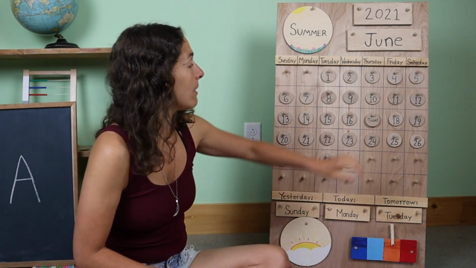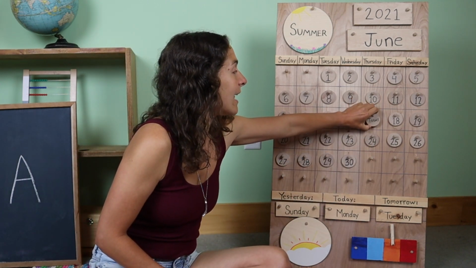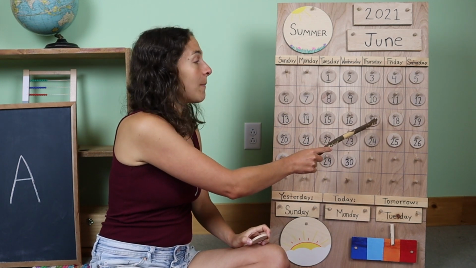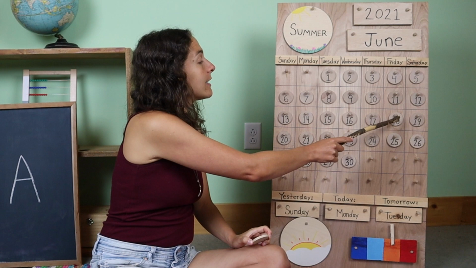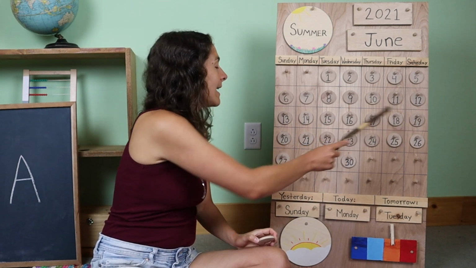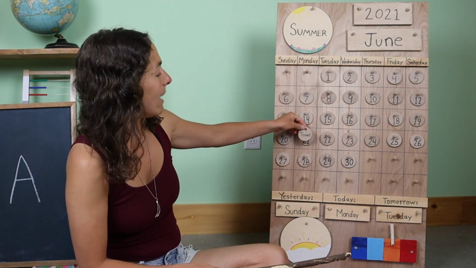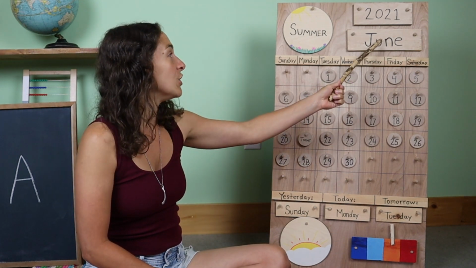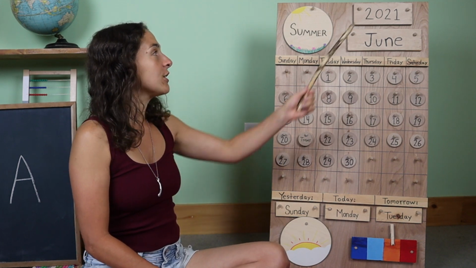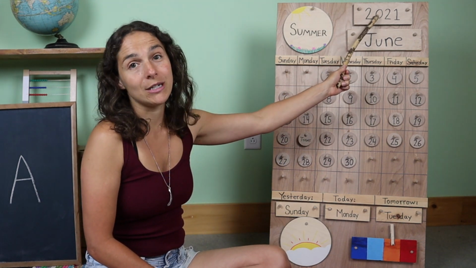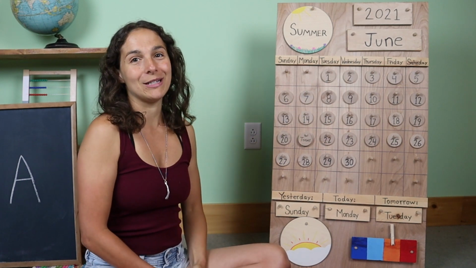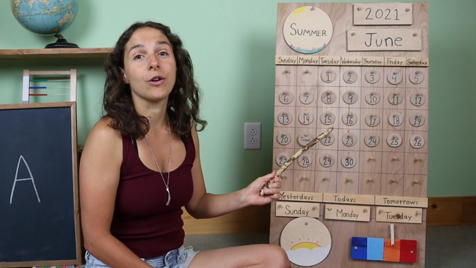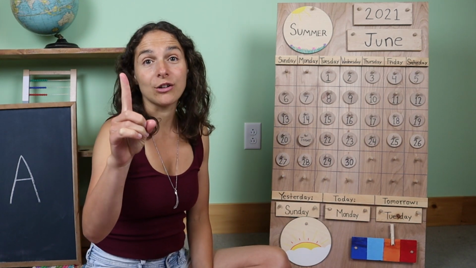So the last time that we met, it was Thursday, June 17th. So let's move the chip from the number 17 over to the number 18, 19, 20, and we will put it on the number 21 because today is June 21st, 2021.